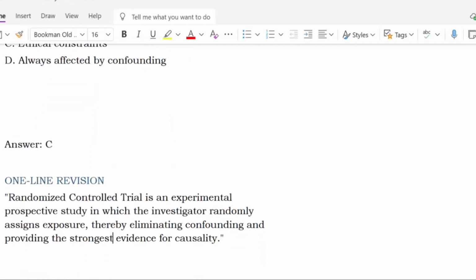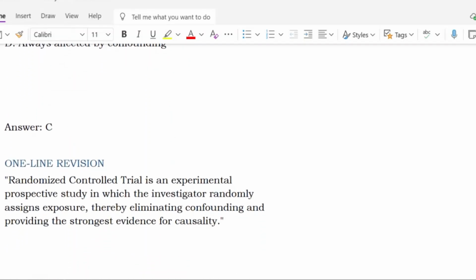Yes. So just to summarize, a randomized controlled trial is an experimental prospective study in which the investigator randomly assigns exposure, thereby eliminating confounding and providing the strongest evidence for causality. So that finishes today's topic of study designs, especially clinical trials. Thank you.